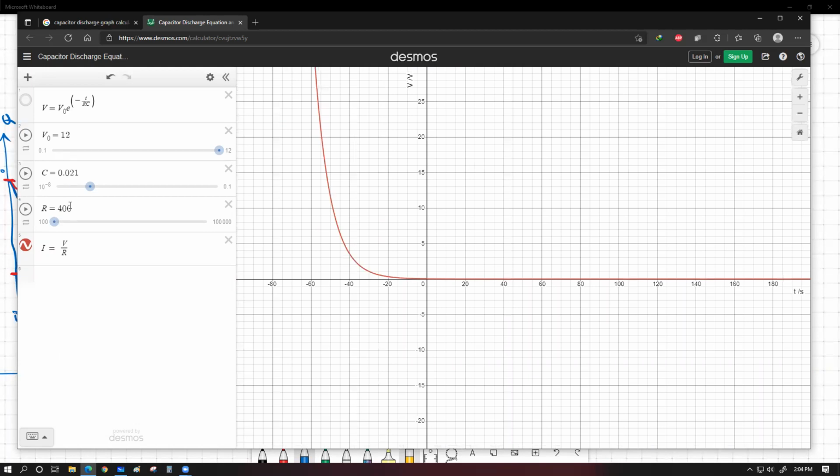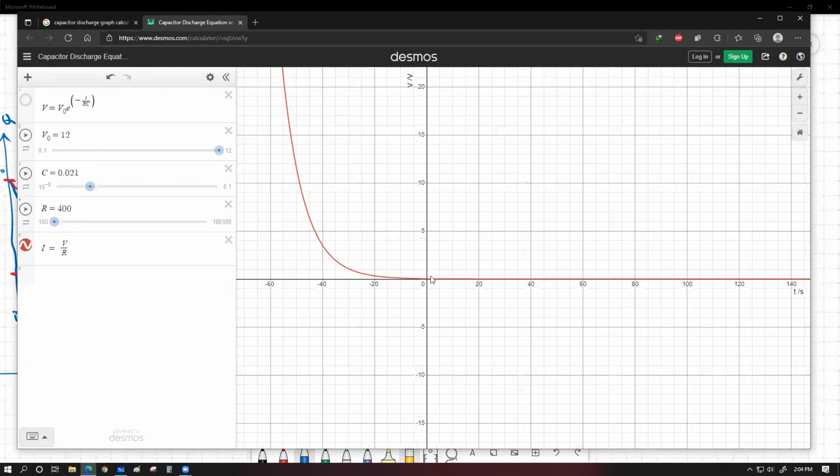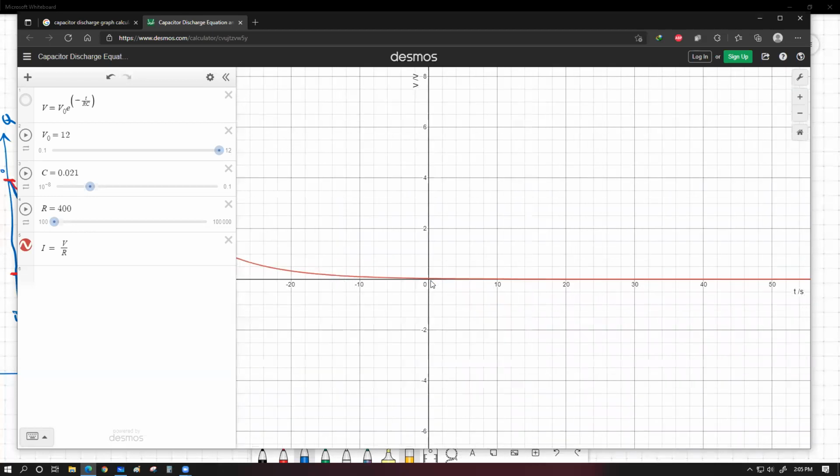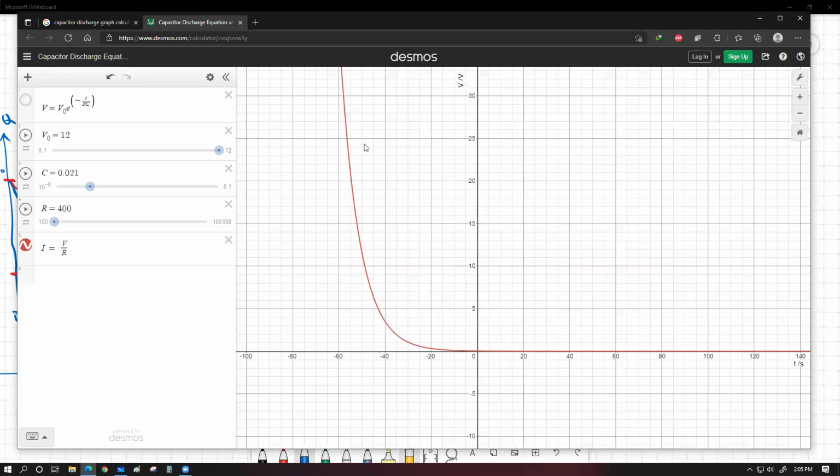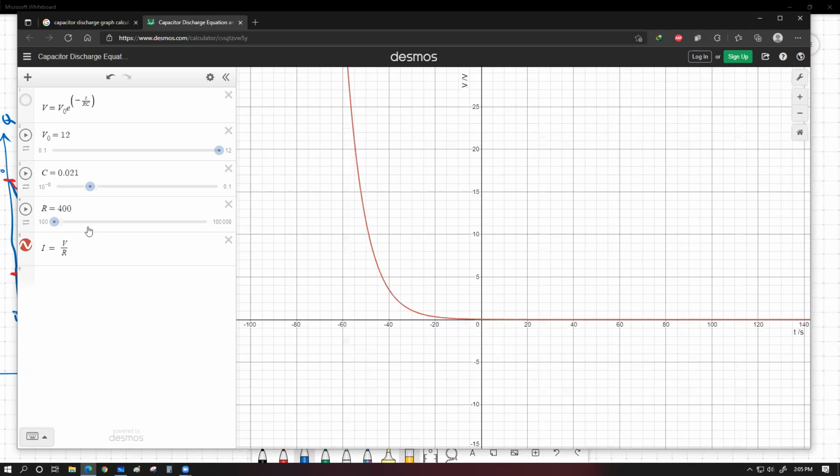What is wrong? I equals V over R, equals V naught over R. We're having the asymptote.